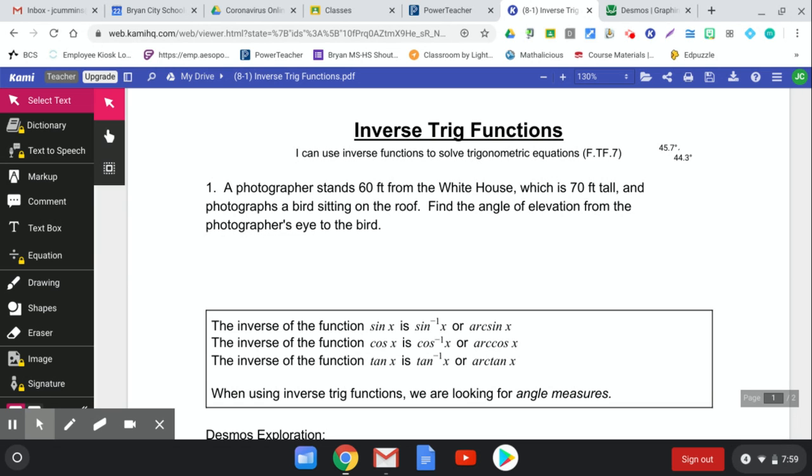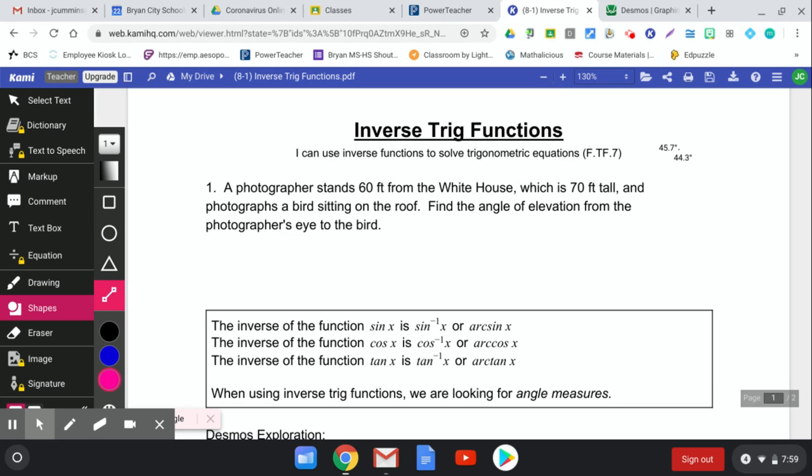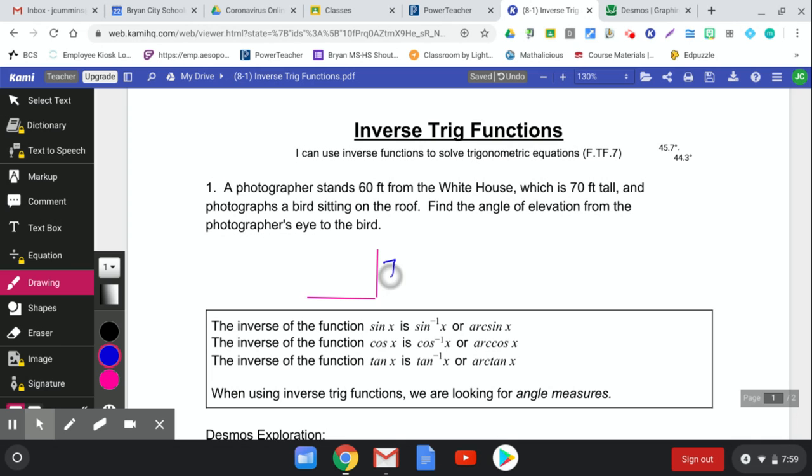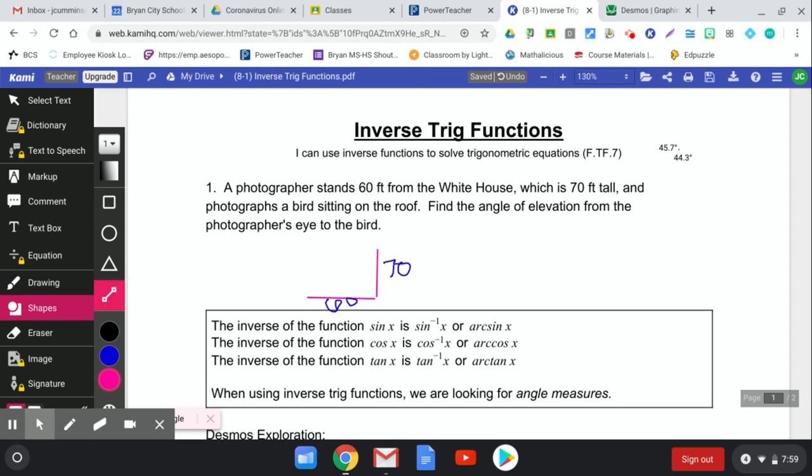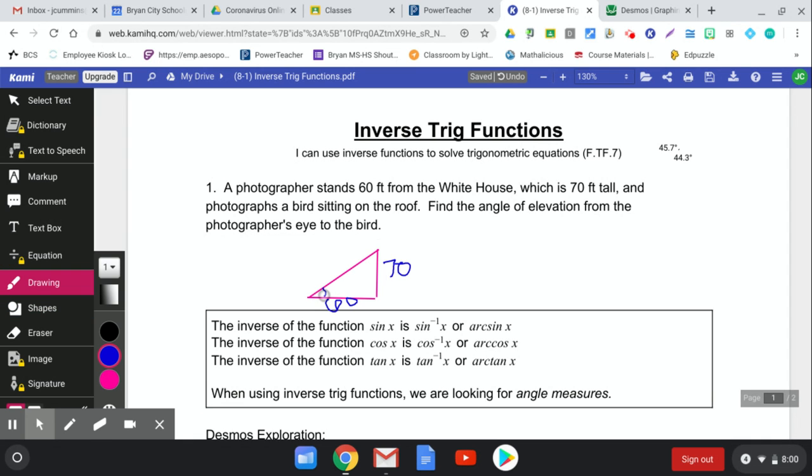So what you're already familiar with is a problem like number 1. We have a photographer standing 60 feet from the White House, which is 70 feet tall, and it photographs a bird on the roof. So I'm just going to draw that real quick. Okay, so there's the White House, and we're 60 feet away. So 70 feet tall, 60 feet away. And we want to find the angle of elevation from the photographer's eye to the bird up there, right there. So we are looking for this angle.